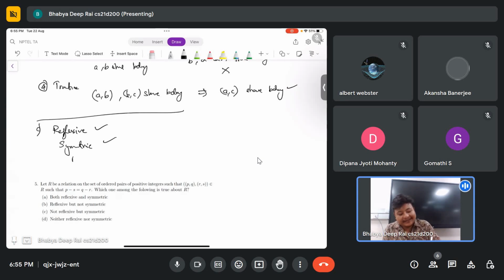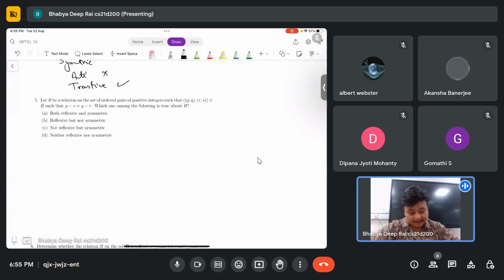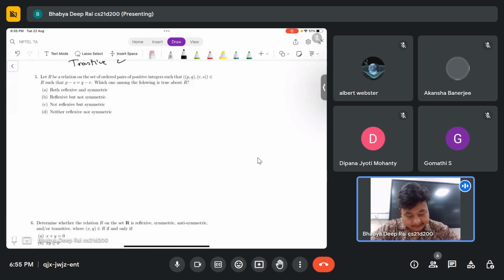Good. Antisymmetric. This would obviously be false because if A shares the same first name as B, then it is not true that B should not share the same first name as A, right? And transitive. If there are three people, and A shares the same first name as B, B shares the same first name as C, then obviously A shares the same first name as C. So it is transitive. Okay, good. So yeah, now we've got a few ideas on this.